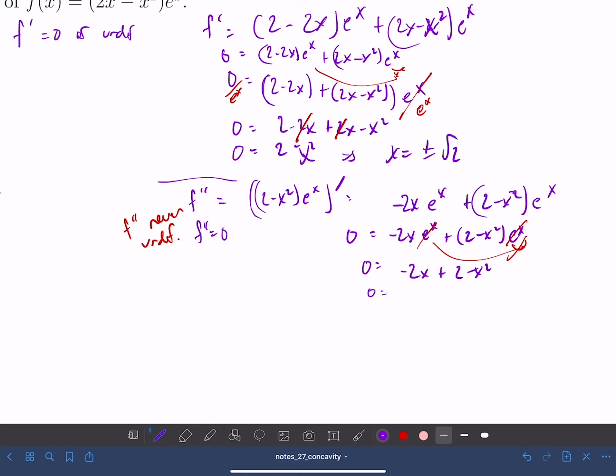All right, 0 equals minus x squared plus 2 minus 2x. I'd rather have it be monic, and so we'll have 0 equals x squared plus 2x minus 2. There we go. Sorry, I wrote this in a different order than I expected to.